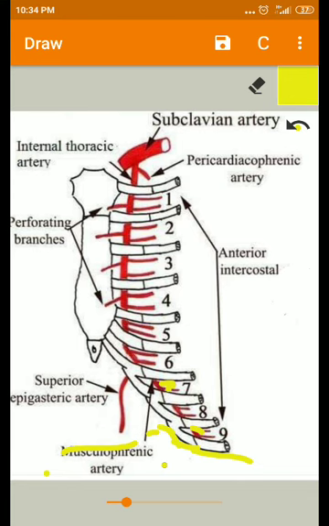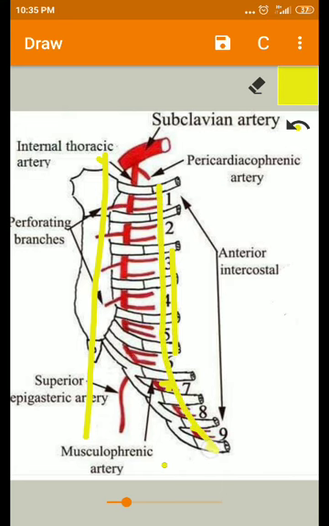Also note that through these various branches, the internal thoracic artery supplies the anterior thoracic and abdominal walls, from the clavicle to the umbilicus region. So this is about the internal thoracic artery, its origin, relations and branches. This is the internal thoracic artery part 2. Thank you.